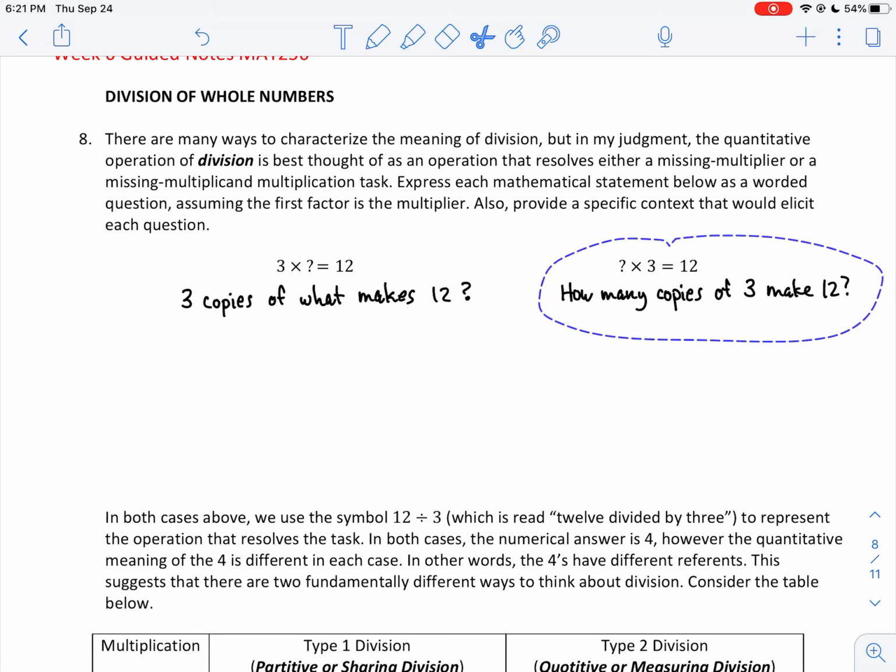Now let's try to think of... division is the operation that answers these questions. And so we would say this symbol here, 12 divided by 3, and we'll put the result there in a moment, but that division operation is the operation you do to the 12 and 3 to find the missing multiplicand. It turns out that you can also do 12 divided by 3 over here to find a missing multiplier.